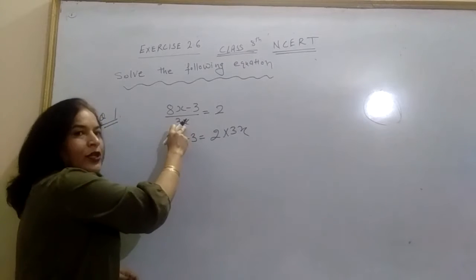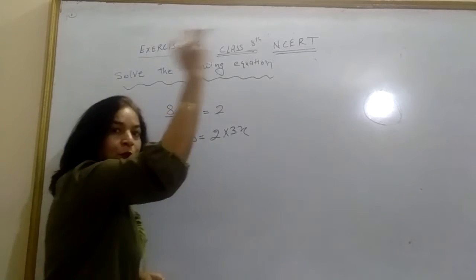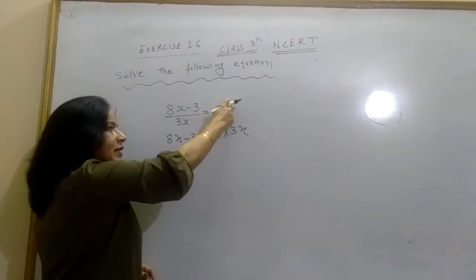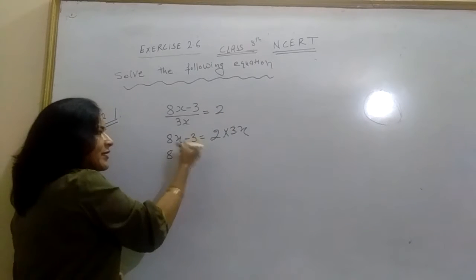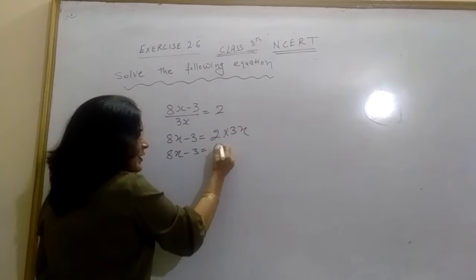This 3x on the left hand side is dividing 8x minus 3. When it is transposed to the other side, it will multiply the numerator of the other side, that is the right hand side, 2 into 3x. Now it is a linear equation. 8x minus 3 is equal to 2 into 3, 6x.